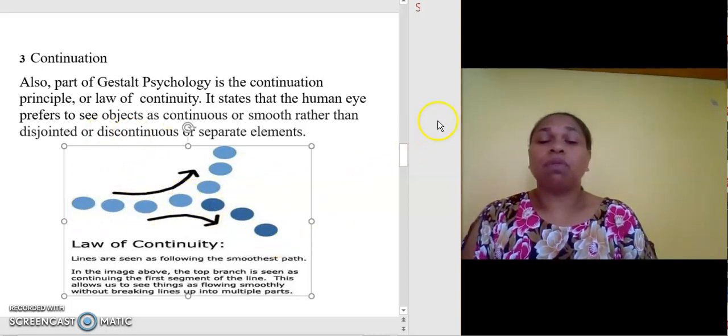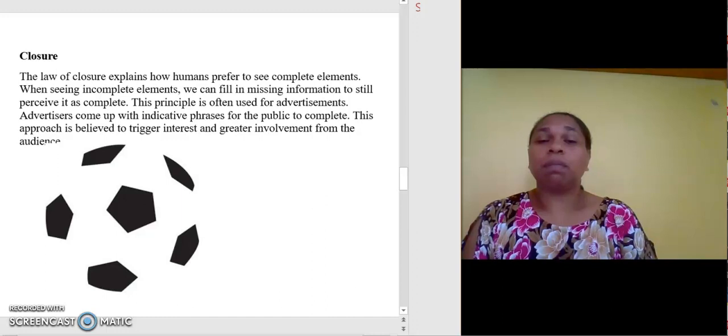Okay, so our eyes prefer non-disruptive lines. The next principle is closure. It explains how humans prefer to see complete elements. When seeing incomplete elements, we can fill in the missing information to still perceive it as complete.